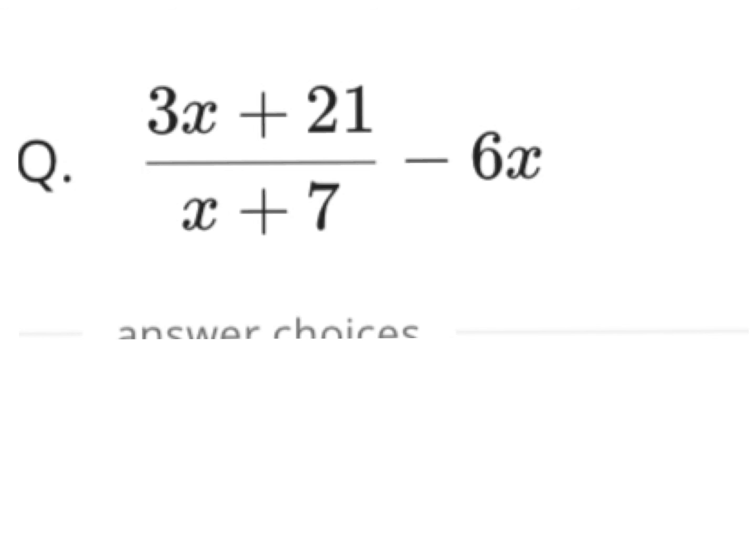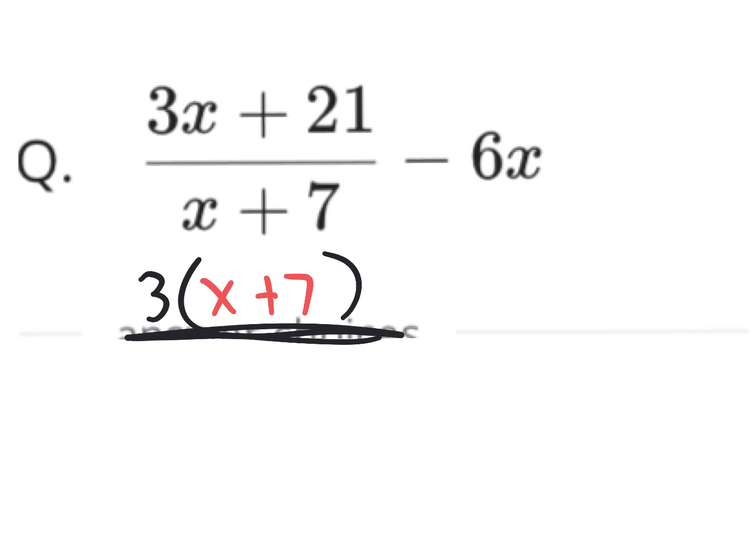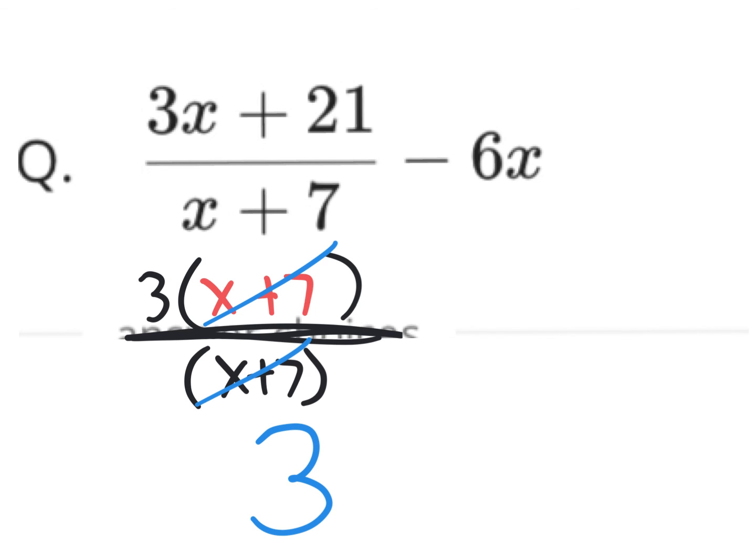Now, what could I do to that first fraction? Here's my new division bar. I'm going to pull out a 3. What's left over on the inside? X plus 7. What's on the bottom? X plus 7. What do you know? Cancels, cancels. What you really have here, instead of the first fraction, you really have a 3 right there. Then you have a minus 6x that comes down. So you have a 3 minus 6x.